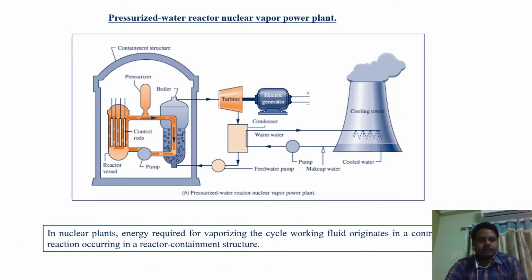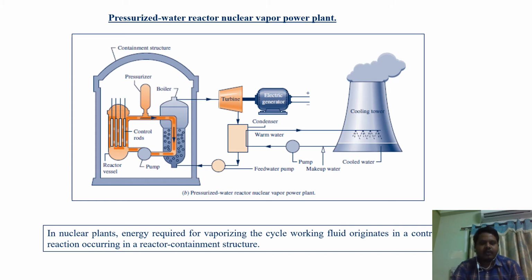Now coming to the nuclear vapor power plant. So observe carefully. Here also the same cycle, the same Rankine cycle. The only change is how the water is converting into steam in the boiler. What is the energy source here? See here, there will be a reactor containment. From the reactor vessel, there will be energy. The heat is transferred through the boiler. This water is converting into steam. So here the source is the reactor vessel.